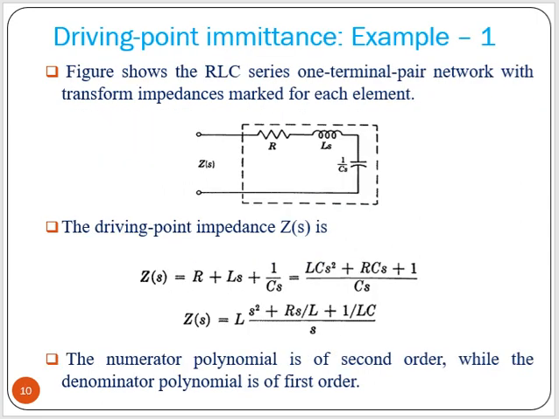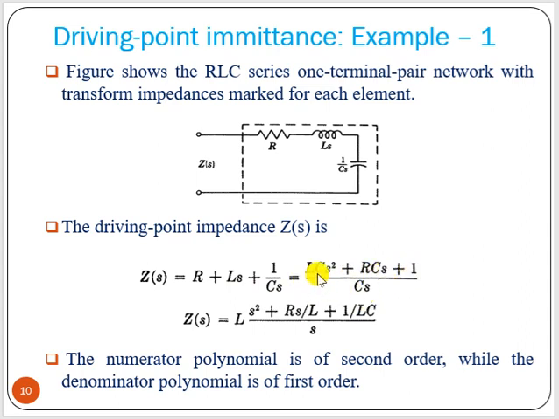Now let us take one example, driving point immittance of an RLC series circuit. Now we have to find out Zs. Zs is nothing but R plus SL plus 1 by CS. Now we can multiply that. So what we will get is (LCs^2 + RCs + 1) by CS.